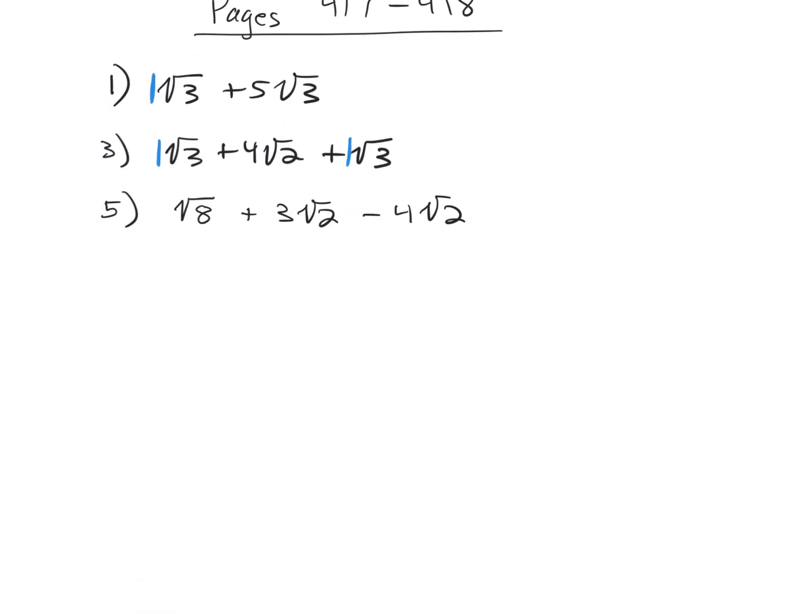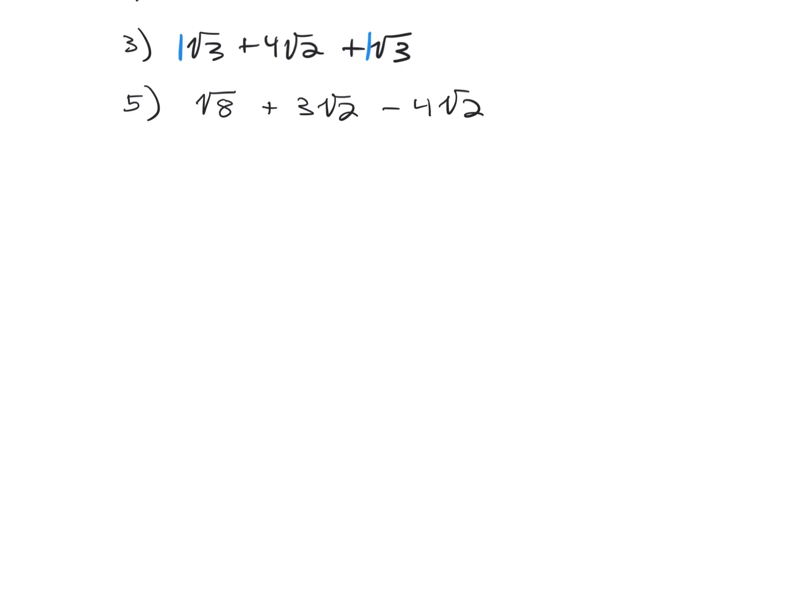Okay, here's number 5. What I want to tell you about this one is twofold. First of all, we cannot combine the like radicals until they are all simplified, and the square root of 8 needs to be simplified. So if that's the case, then you must draw walls. So you draw the walls and you carry down the signs. This is a plus, this is a minus.